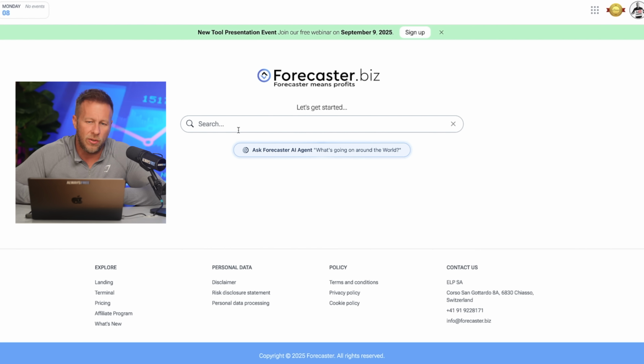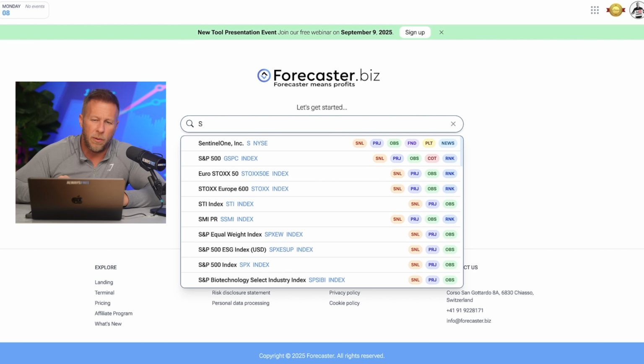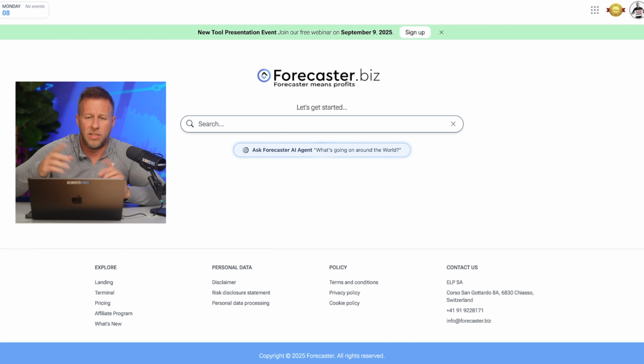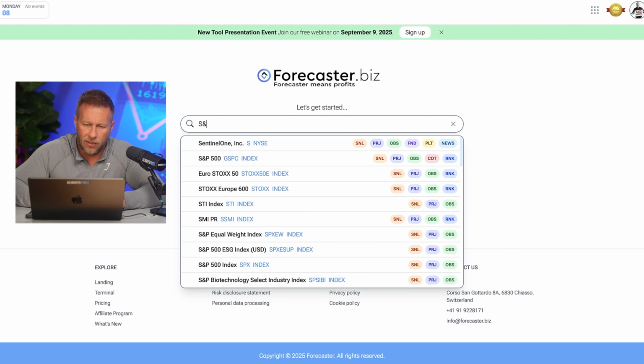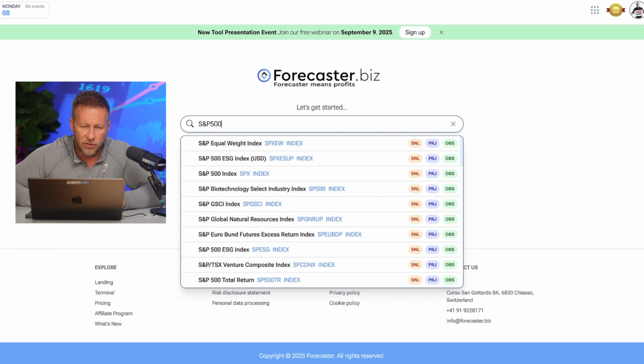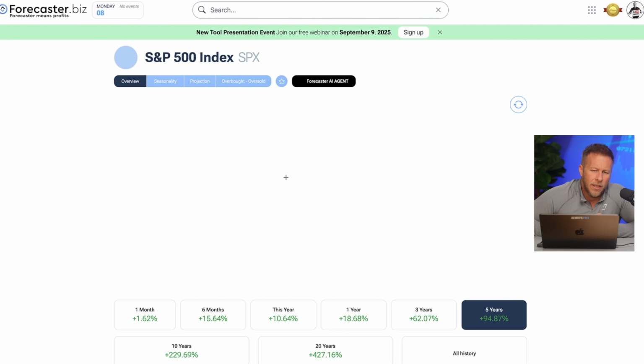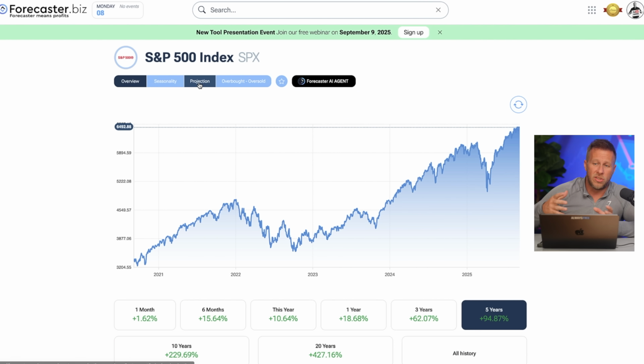So the first thing I'm going to do is throw up Forecaster. I'll put the link in the description on the pinned comment so you can go and take a look at this. But what we're going to do first of all is go out to the S&P 500 index, right? Now, if you're not familiar with this tool, you can go and watch lots of other videos on my channel. This tool is an absolute staple tool. This is a must-have for any investor or trader who's serious about making money in the financial markets.